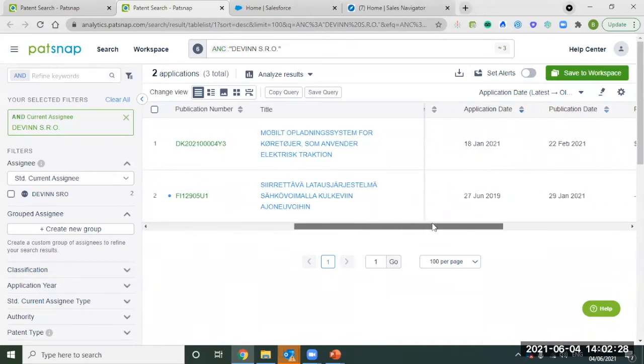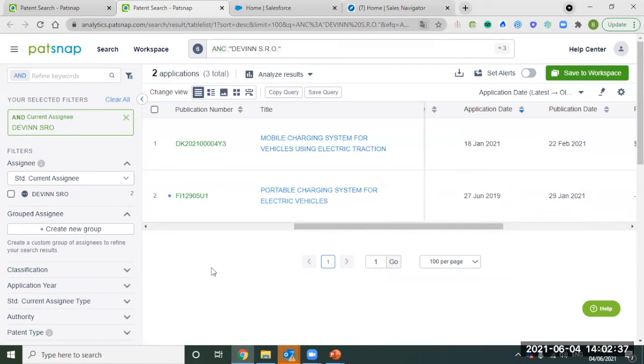First filed in 2019 and then another one filed in Denmark in 2021. Can you translate this so we can understand what we're looking at here? Perfect, so we're looking at electronic charging systems.